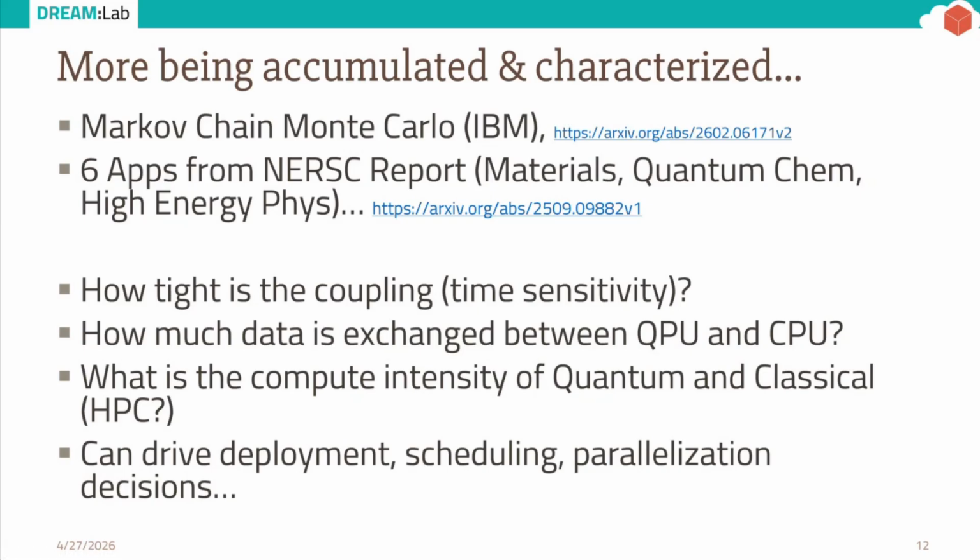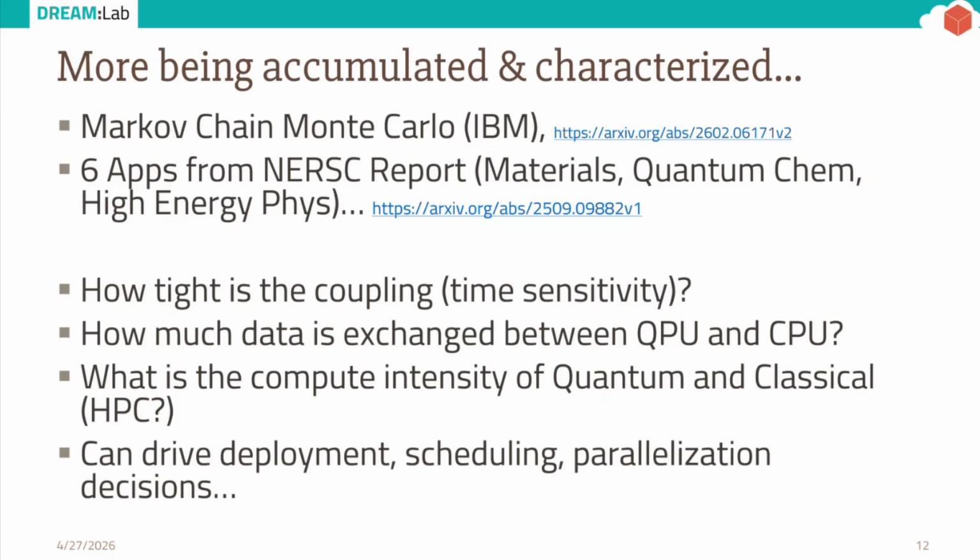And also the computational intensity. In fact, in many of the applications we've seen, the classical part is not really stressed a lot, right? And that's really not good from a quantum HPC perspective. Again, the MCMC and SQD are 2 emerging examples where that's starting to change, besides the NERSC papers. But that's, again, something that we're trying to characterize as part of this effort.